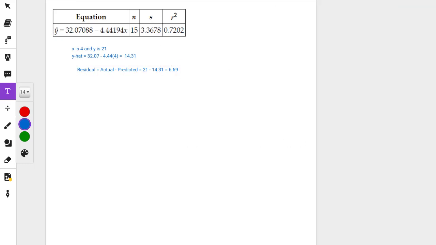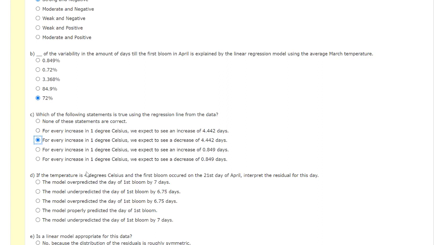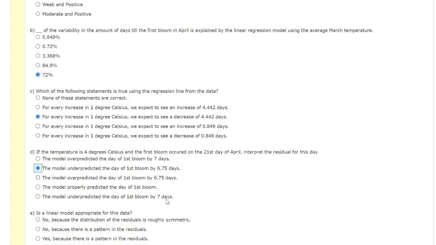And going back to the question, now which one is higher? The actual is higher. So did I overpredict or underpredict? I underpredicted. My prediction is low. So let's go ahead and go to our prediction. We underpredicted, and it was closer to this value, because we said 6.69 is probably a rounding issue, by 6.75 days. Okay, let's go ahead and hit submit.